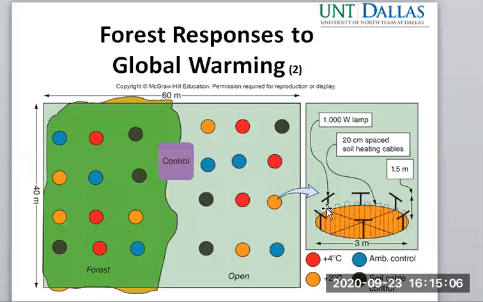So here you can see these are the lamps, different 1000-watt lamps that are 1.5 meters apart. These are 20 centimeter spaced soil heating cables. These are the different cables that are heating the soil. So this was all a closed kind of experiment, to see how that patch of boreal forest, the species that grow there, respond to increasing temperatures under controlled conditions.